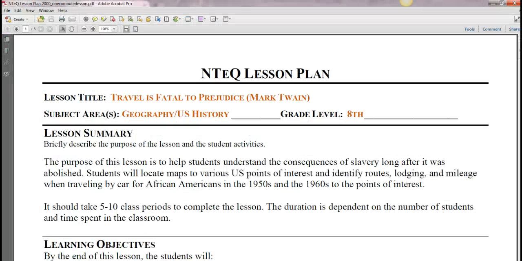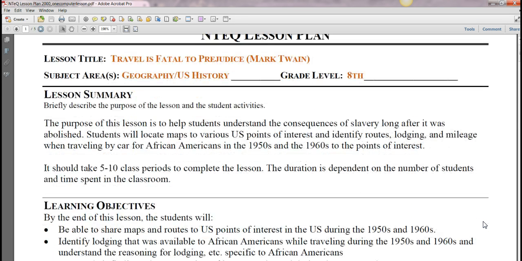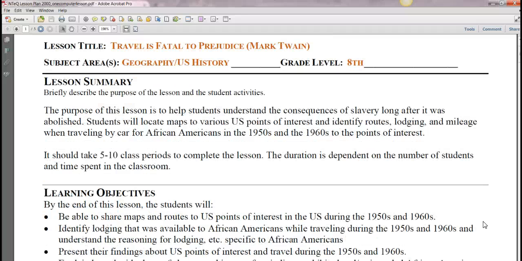I want to share a lesson plan with you that is written using the u3nteq lesson plan for Geography and U.S. History, grade level 8. The lesson title is Travel is Fatal to Prejudice, which is a quote by Mark Twain. The lesson summary includes the purpose as well as the duration of the lesson, and as it says here, the purpose of this lesson is to help students understand the consequences of slavery long after it was abolished. Students will locate maps to various U.S.